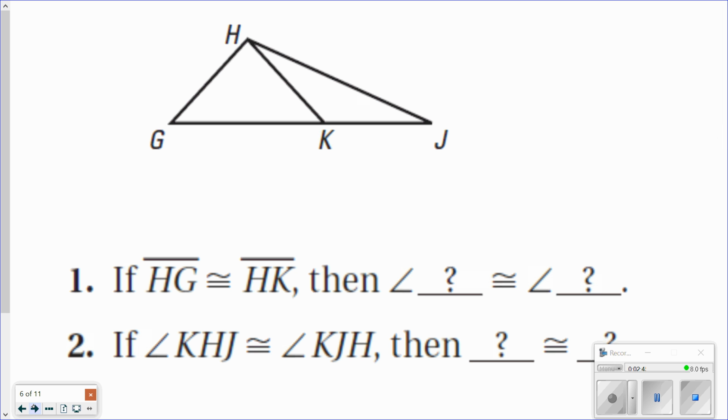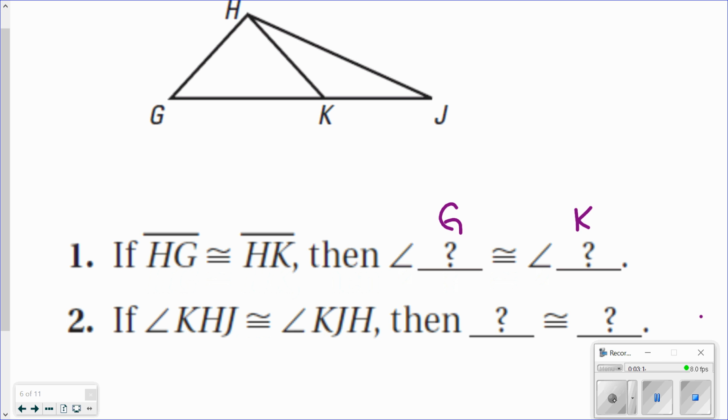All right, so here's our next example. If HG is congruent to HK, so let's mark that out. HG is congruent to HK, then which two angles are congruent? Well, we need to figure out what are the base angles. And my base angles would be angle G and angle K. So I'm going to mark that angle G and angle K.